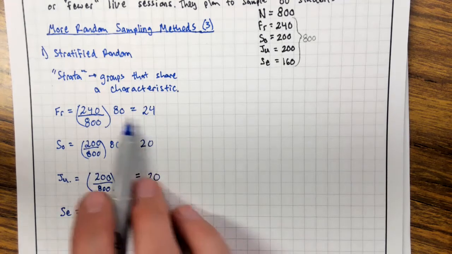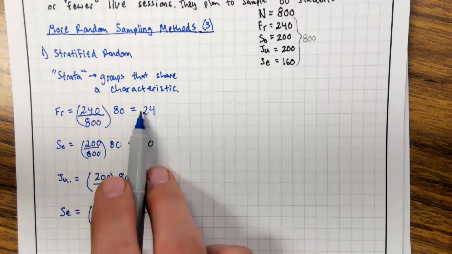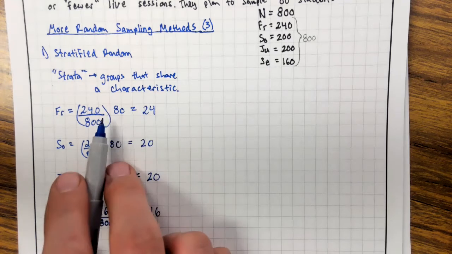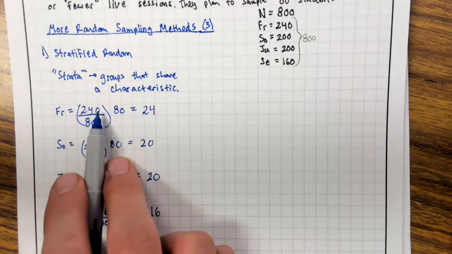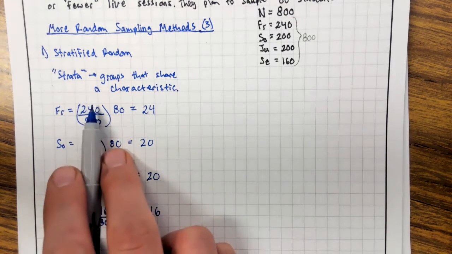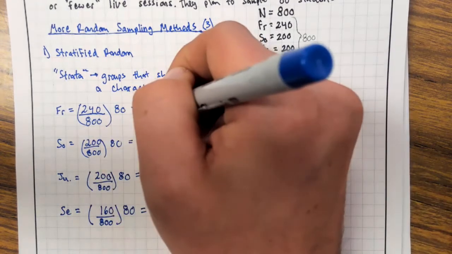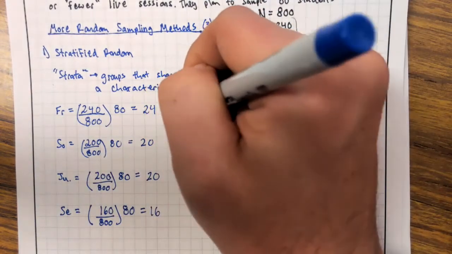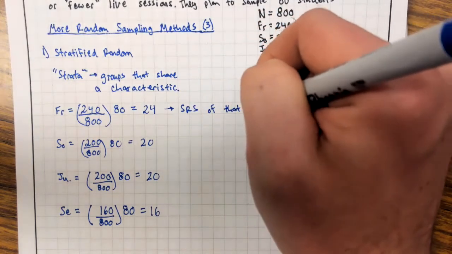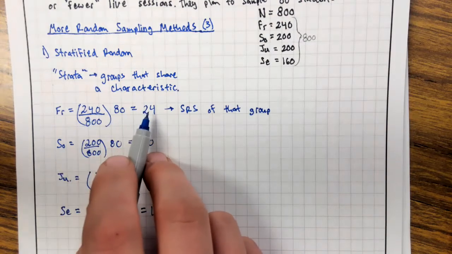Now, there's another step in this, of course. We know the number of students that we need, but we don't know which students we're actually selecting. So now that we know we want to select 24 students that are freshmen, we can conduct an SRS, or a simple random sample, of this group. Conduct an SRS of the 240 freshmen and select 24 of them. Once you get your amount in each strata, then you can conduct an SRS of that group. So of those 240 students, we're going to randomly select 24 of them.